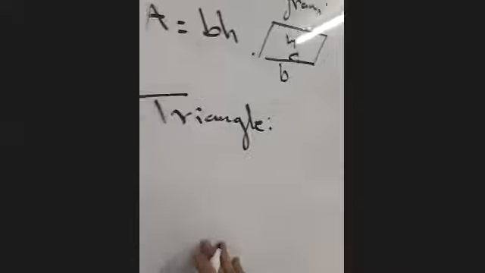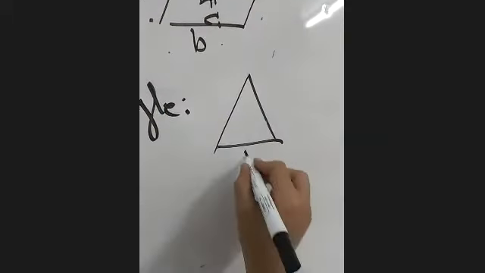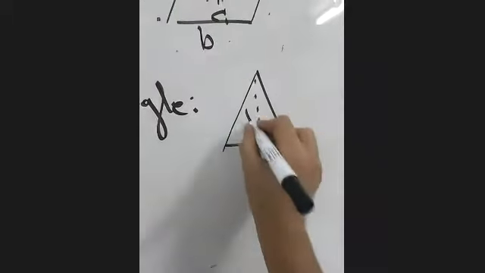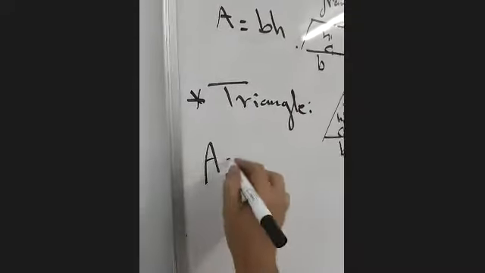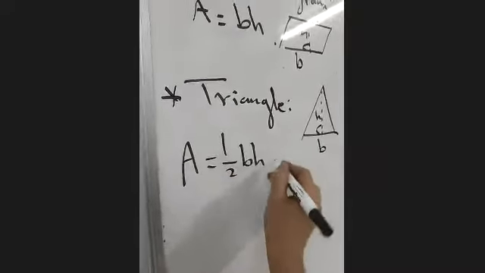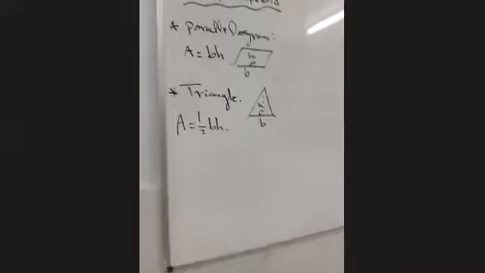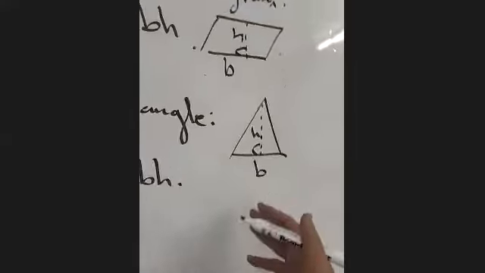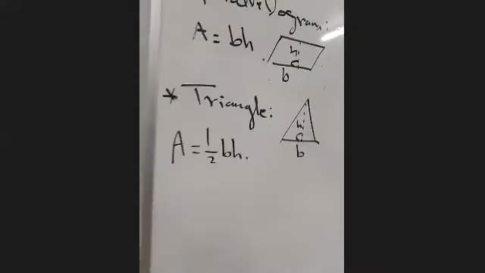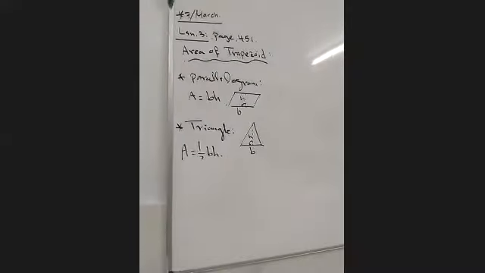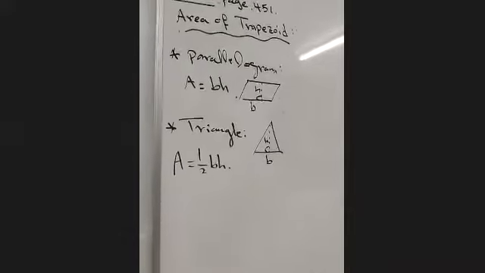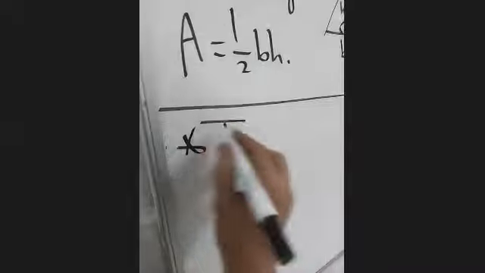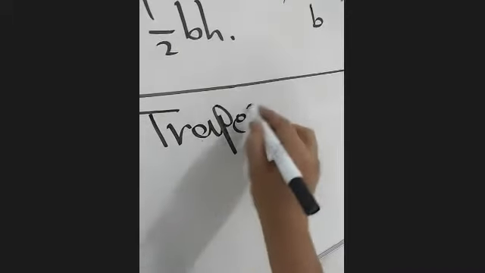We took the triangle, okay? The triangle also has base and height. The area is half BH, half multiply base multiply the height. Why? Because the triangle is half of a parallelogram. That's where the half came from. Now, the third one is the trapezoid. What is the trapezoid?